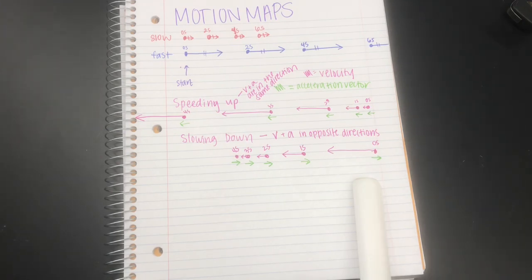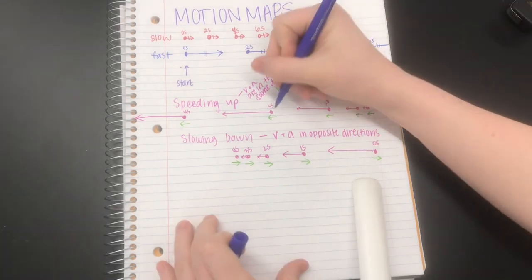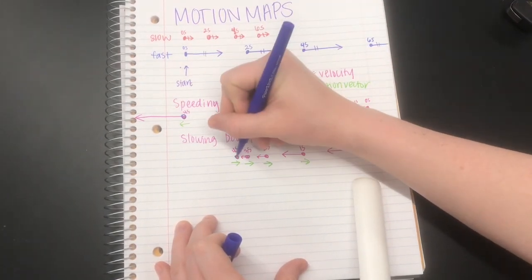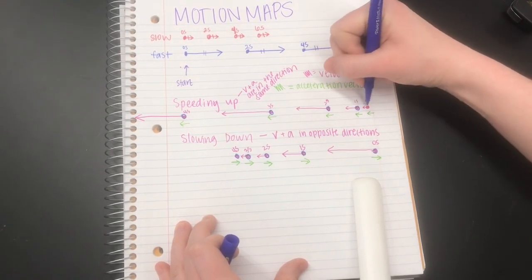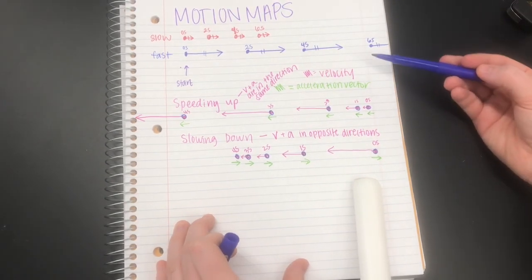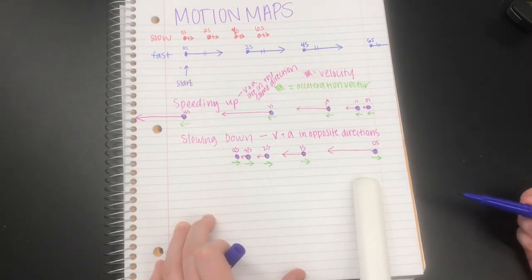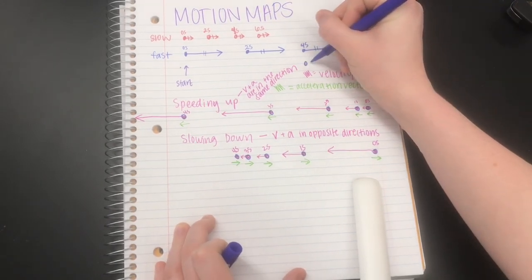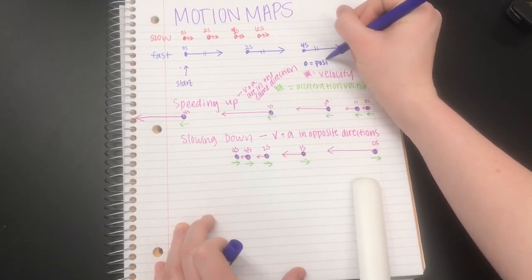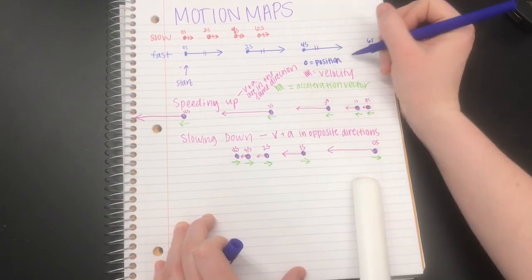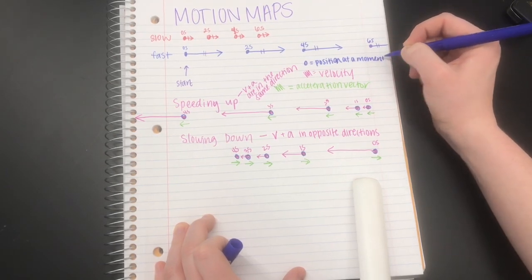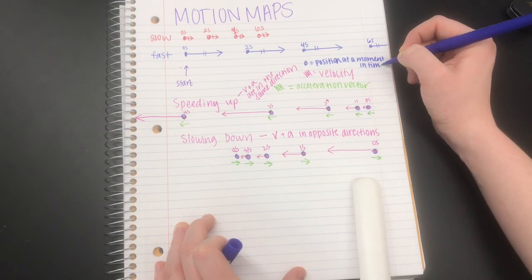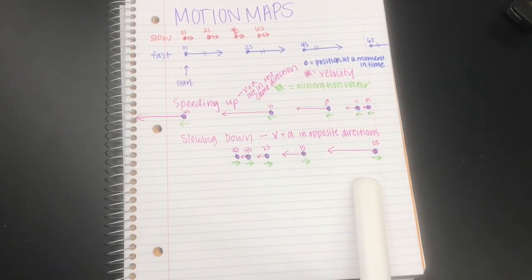And I'm also going to add some outlines to these dots because the dots are also a really important part of this motion map. The dots are like the bean bags in our experiment. And the dots represent the position at a moment in time. And that is how you draw a motion map.